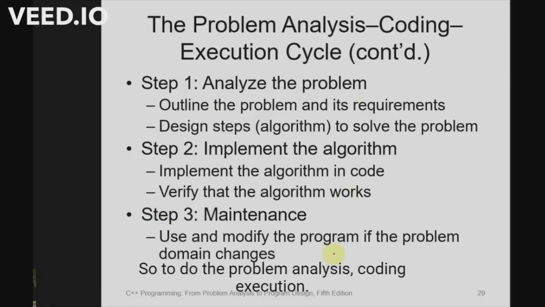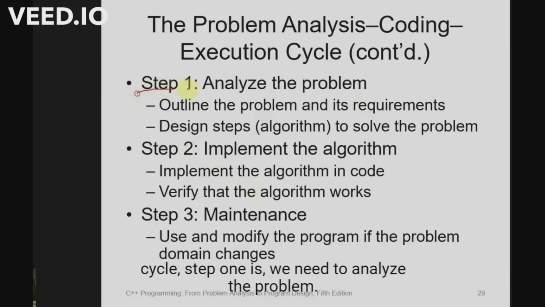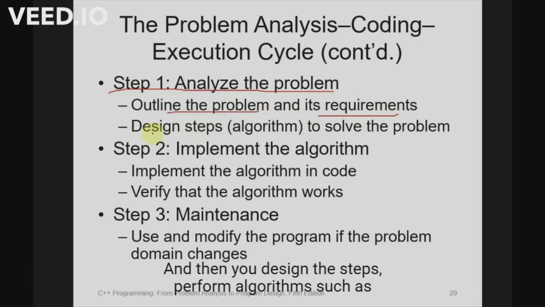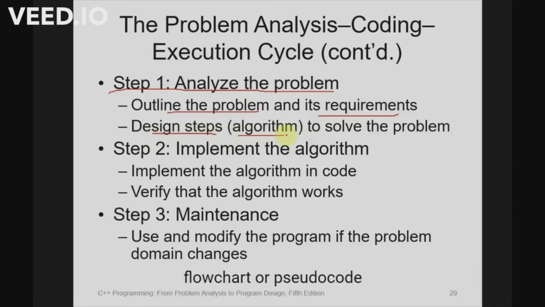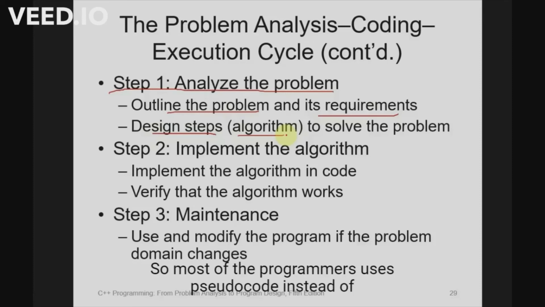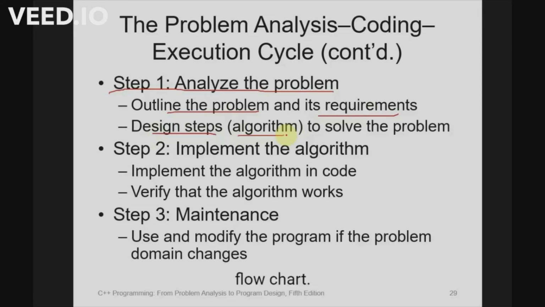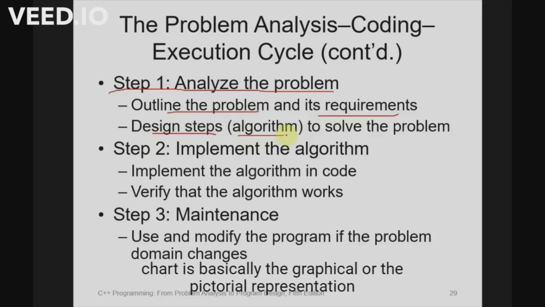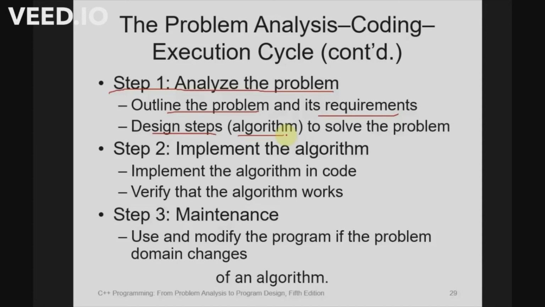Okay, so to do the problem analysis, coding, execution cycle, step 1 is we need to analyze the problem. As mentioned a while ago, you need to outline the problem and also the requirements, and then you design the steps, performing algorithms such as flowchart or pseudocode. Most programmers use pseudocode instead of flowchart. So when we differentiate pseudocode from flowchart, flowchart is basically the graphical or pictorial representation of an algorithm.